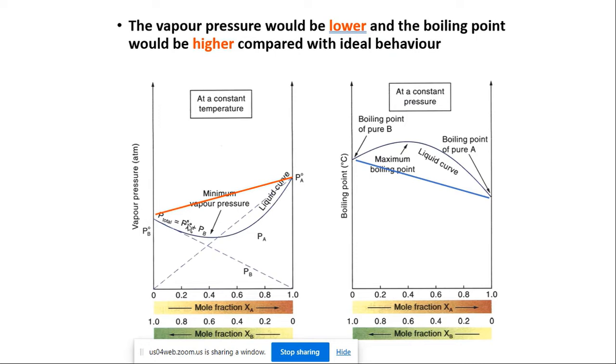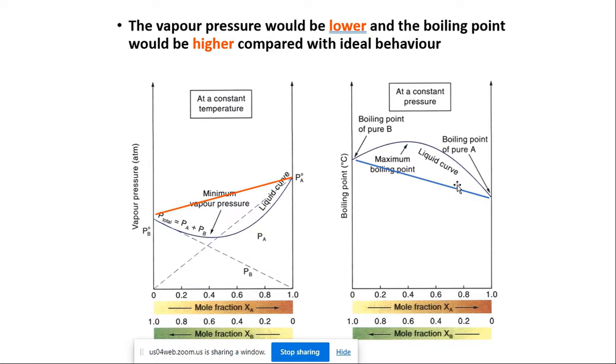So if you have negative deviation, the vapor pressure would be lower, right? So that curve, this is the original curve, it is ideal. Then the negative one is lower than that. And the boiling point is higher, because your mixture strength is high, so you need more energy to get vaporized, right? That is why this boiling point is higher.